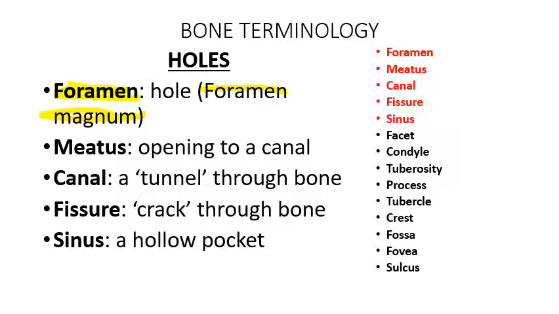Okay, a meatus is a small hole that leads to a canal. Right, so for example, there's a hole in the skull that the ear goes in through, which is called the auditory meatus. The word meatus also just can refer to the opening to a small tube or a small canal.